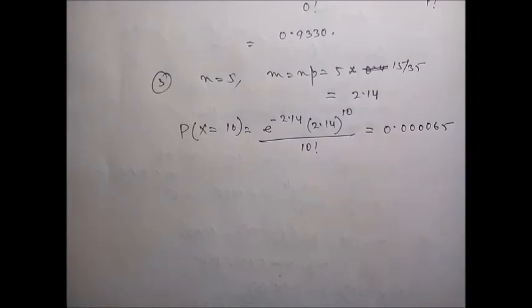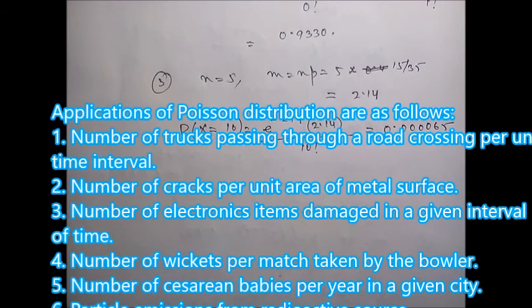So the applications of Poisson distributions are as follows. Say, number of trucks passing through a road crossing per unit time interval, number of cracks per unit area of a metal surface, number of electronic items damaged in a given interval of time, number of wickets per match taken by the bowlers. Okay, so these are some possible examples.